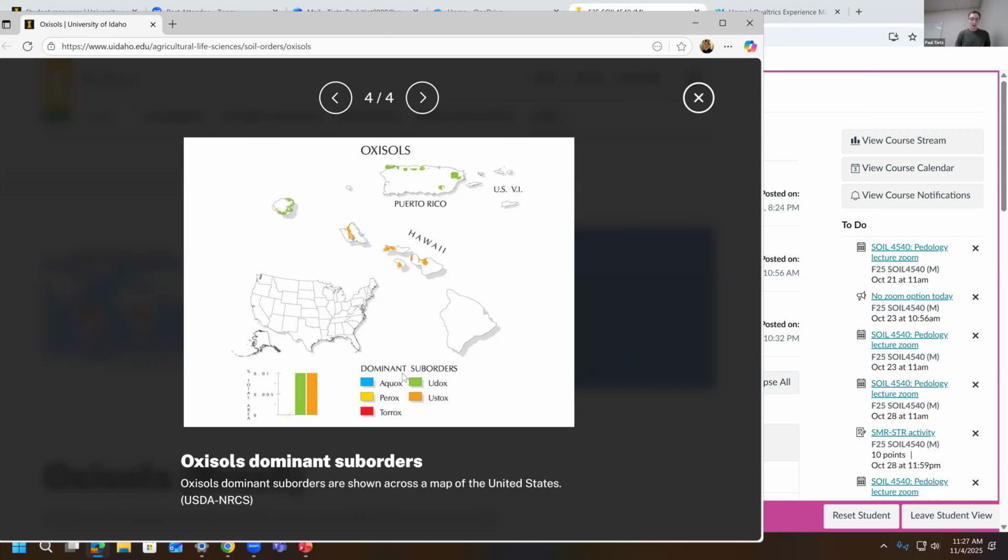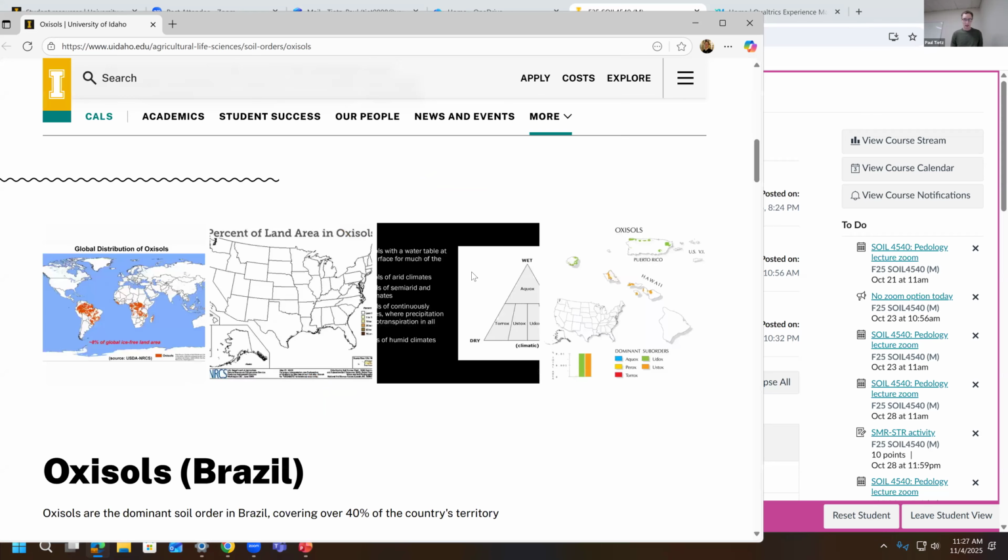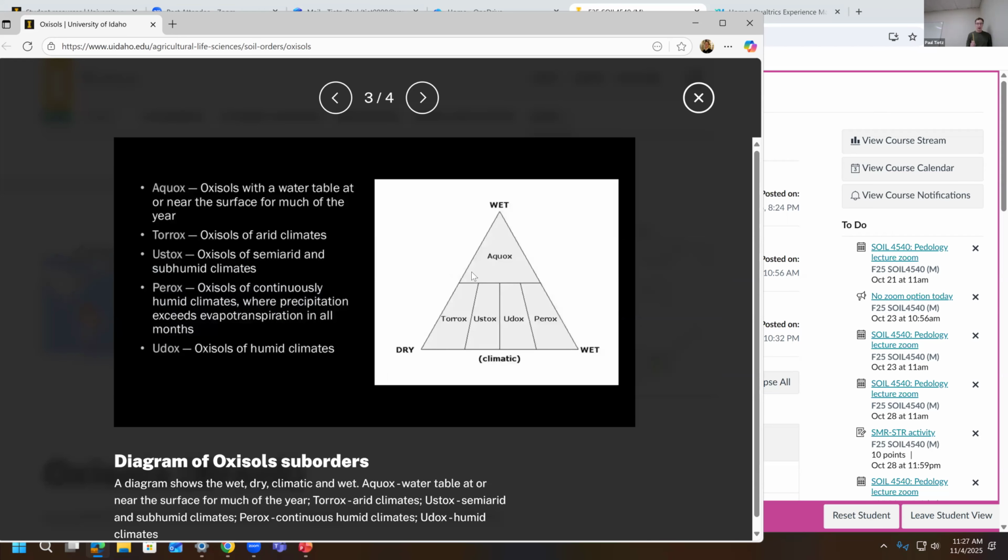And then the difference in the green and the orange colors here for the suborders is based on the climate. More rain further to the west in the Udox suborder. A representation of the oxisol suborders is really on that climate gradient. From the top to the bottom here, we have wet, as in saturated conditions. So the Aquox suborder, they have a water table at or near the surface for much of the year, similar to a lot of other orders when we have the aqu- suborder. On the bottom row is now like a wet to dry scale for the climate, like the moisture regime.